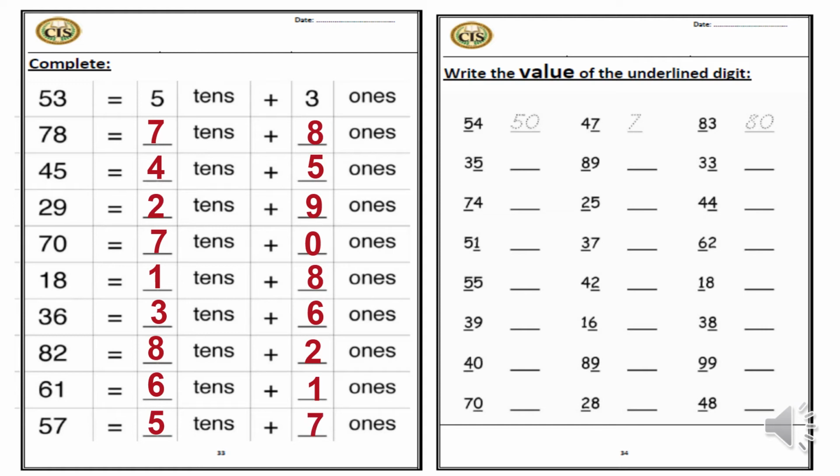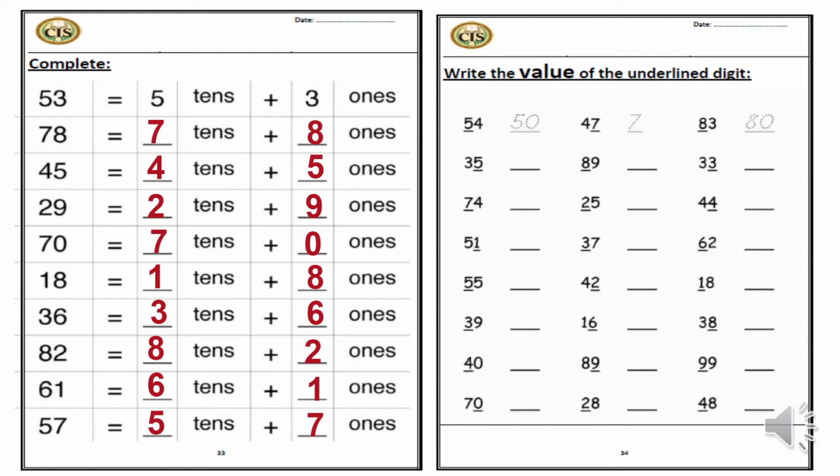Page number 34. Write the value. He asked about the value. Remember again, we say in ones no 0. In tens we have a 0. Okay, let's see the example. We have here number 54. 5, look here, 5 in tens place. So we put a 0. So its value will be 50.